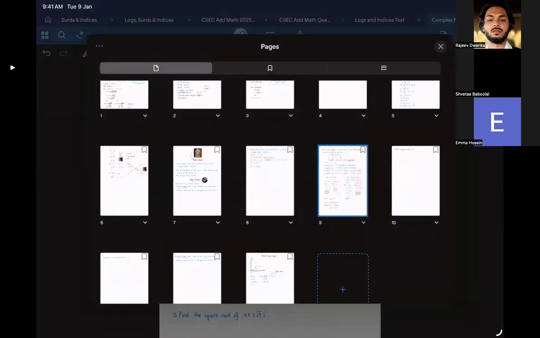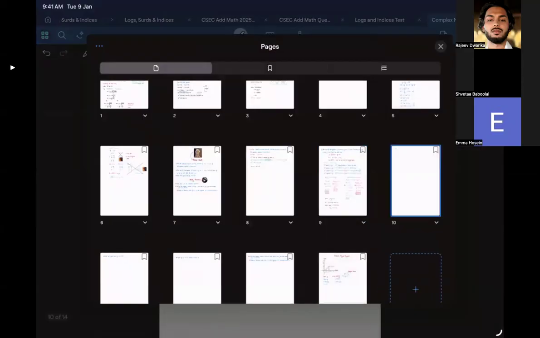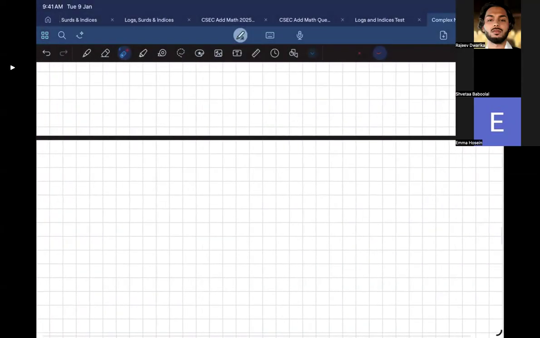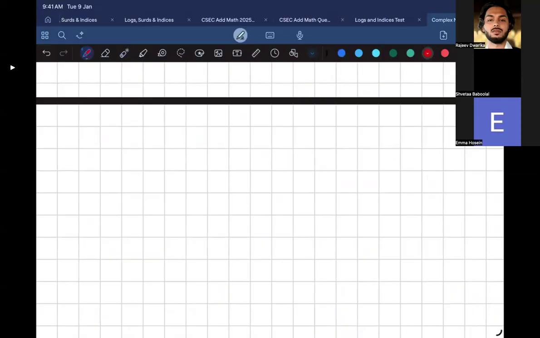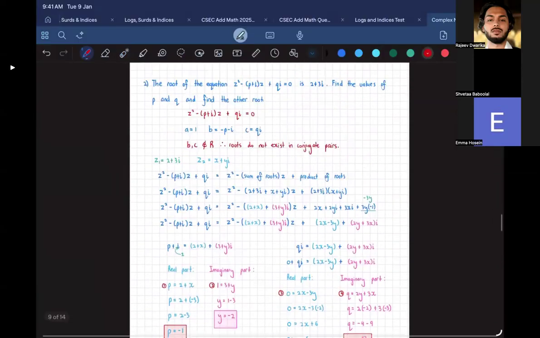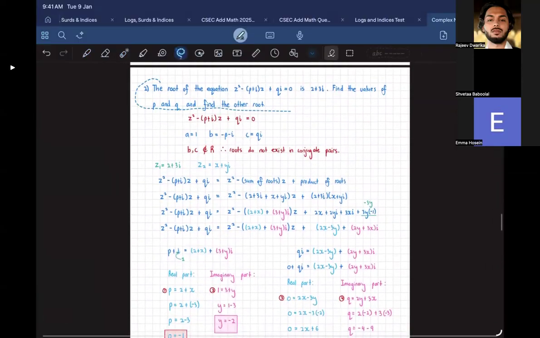Shweta, I want to show you how Emma did it. It's really smart. She used the factor theorem. Completely fine. You think outside the box. Genius. Big up yourself. Big brain energy.